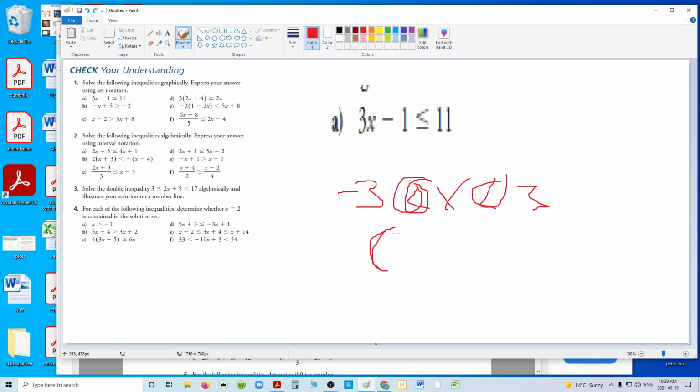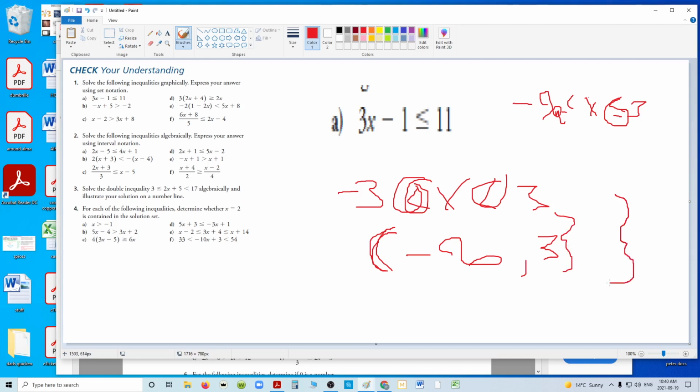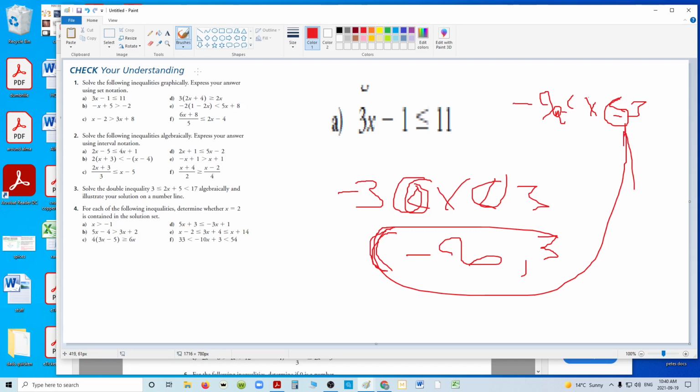When it's infinity, infinity always gets a rounded bracket. And let's say we're saying negative infinity smaller than x, smaller or equal to 3. When you have the equal sign and you put the 3, you're using a curly bracket, like a squiggly. It looks like that. And that's when you have the equal sign in it. So that's set notation. So let's just get on with this.